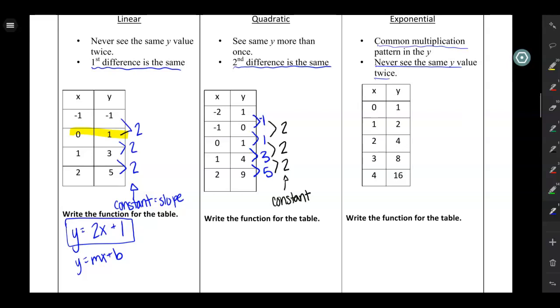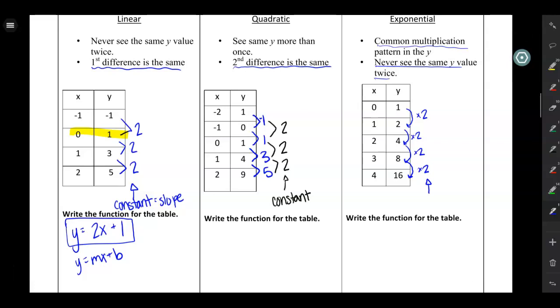And I'm going to look at the multiplicative relationship between the y's. So to get from 1 to 2, I multiply by 2. To get from 2 to 4, I multiply by 2. To get from 4 to 8, I multiply by 2. To get from 8 to 16, I multiply by 2. So this is the common multiplication pattern.